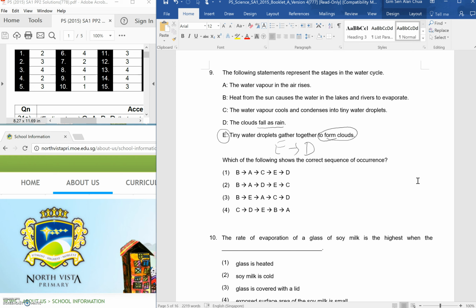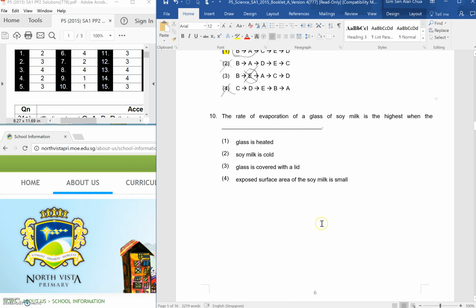So knowing that, we know that number 4 is certainly wrong. E must come before D, number 2 is wrong. That gives us number 1 and 3 to choose from. So let's see what is the starting. Must be heat from the sun causes water to evaporate into water vapor. The water vapor rises, so that's this. Number 1. So E cannot be here because before water vapor you cannot have clouds. Makes sense, right? So that gives us answer number 1.